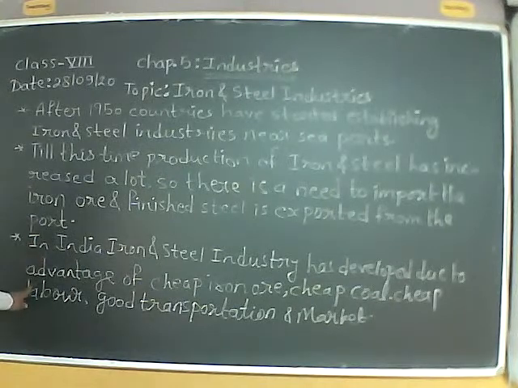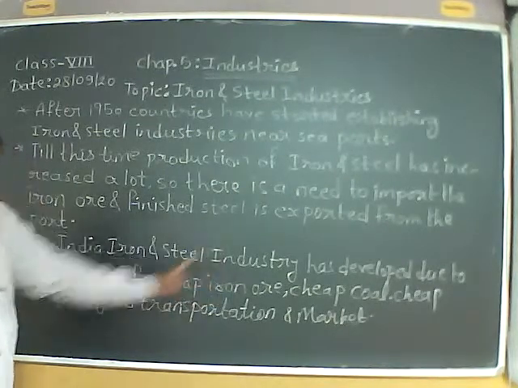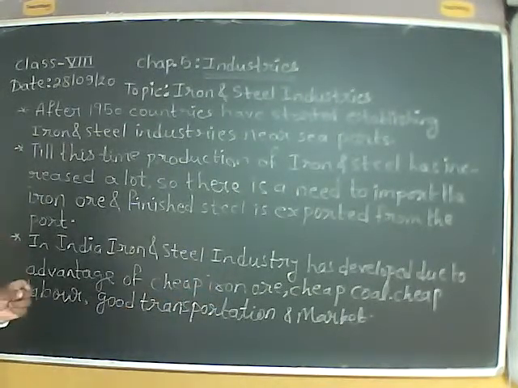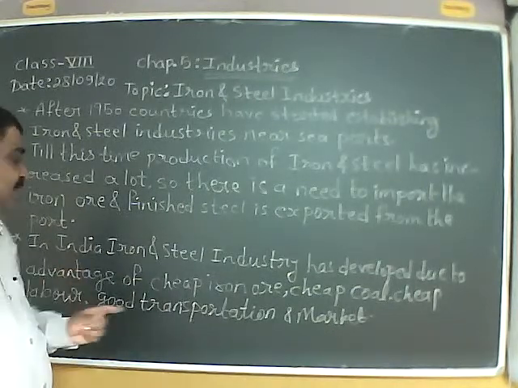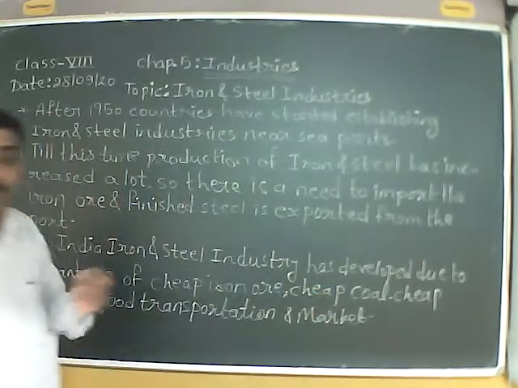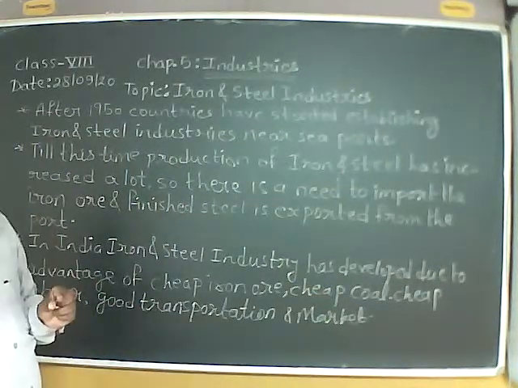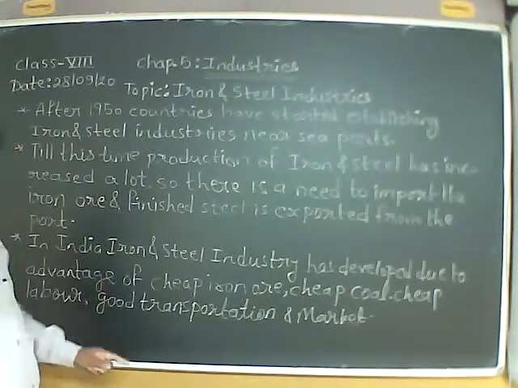What are the reasons or what are the advantages we have? We have the advantages of cheap iron ore. ठीक है, बहुत सस्ते में हमारे पास क्या है? आयरन ओर अवेलेबल है. Then we have a cheap coal. बहुत सस्ता क्या अवेलेबल है? कोल अवेलेबल है. Okay, then we have cheap labor.